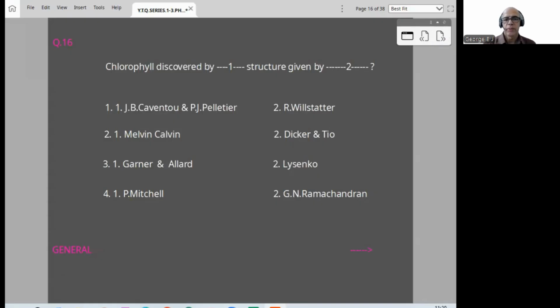Question number 16. Chlorophyll, that is slightly outside, but purposefully put there. Chlorophyll was discovered by, according to references, the two famous scientists J.B. Caventou and P.J. Pelletier. And the structure was given by the famous scientist R. Willstätter, not in direct NCERT, but I just mentioned it. So option wise, it is 1. So 16 is 1. Now coming to the 17th question.